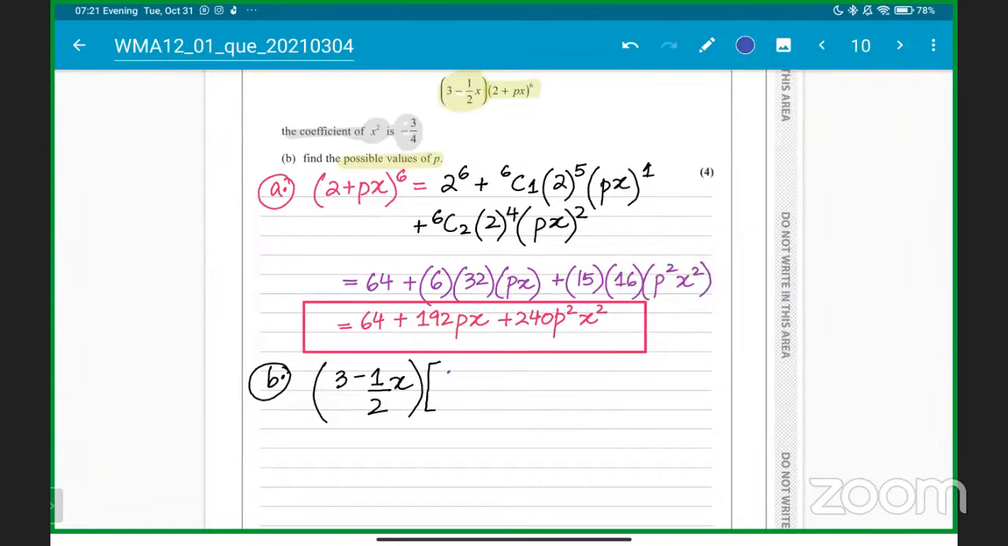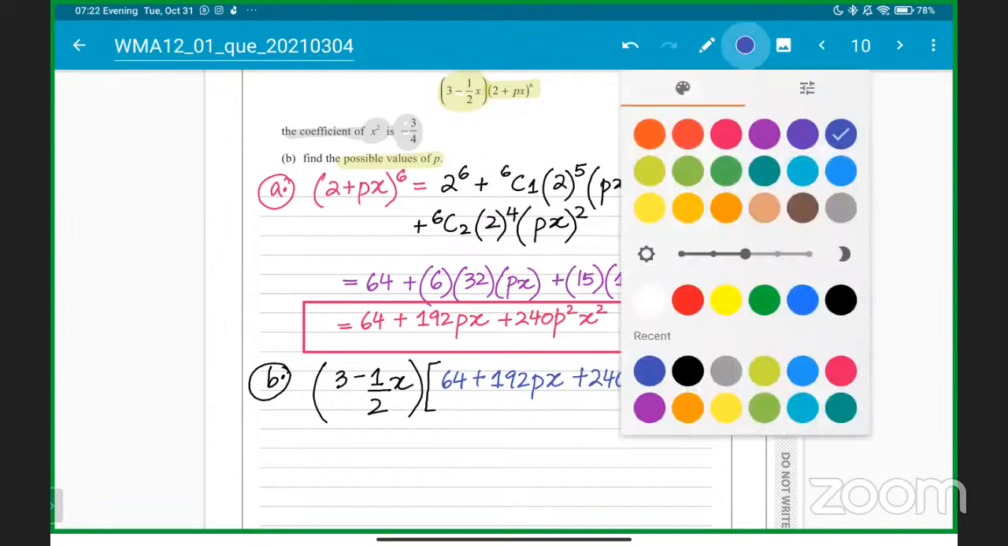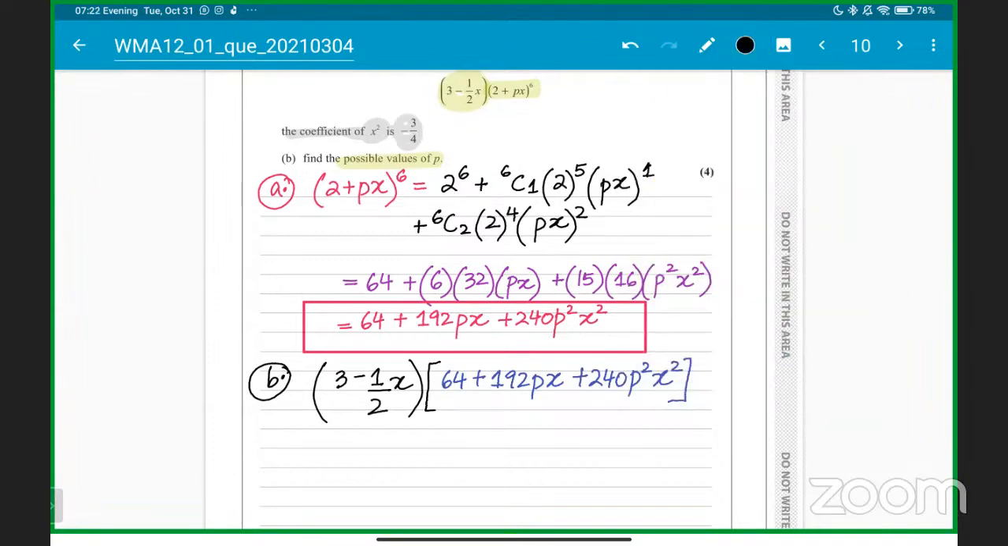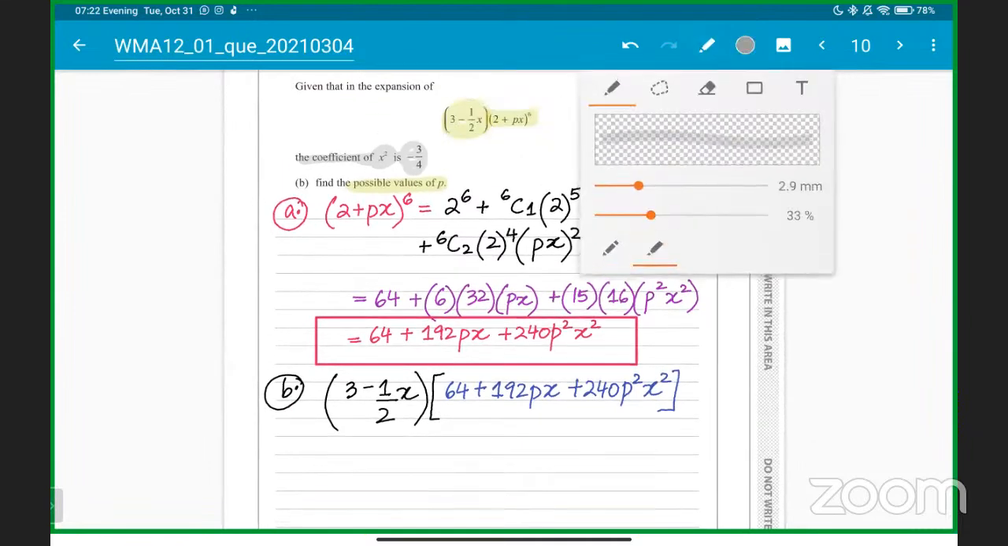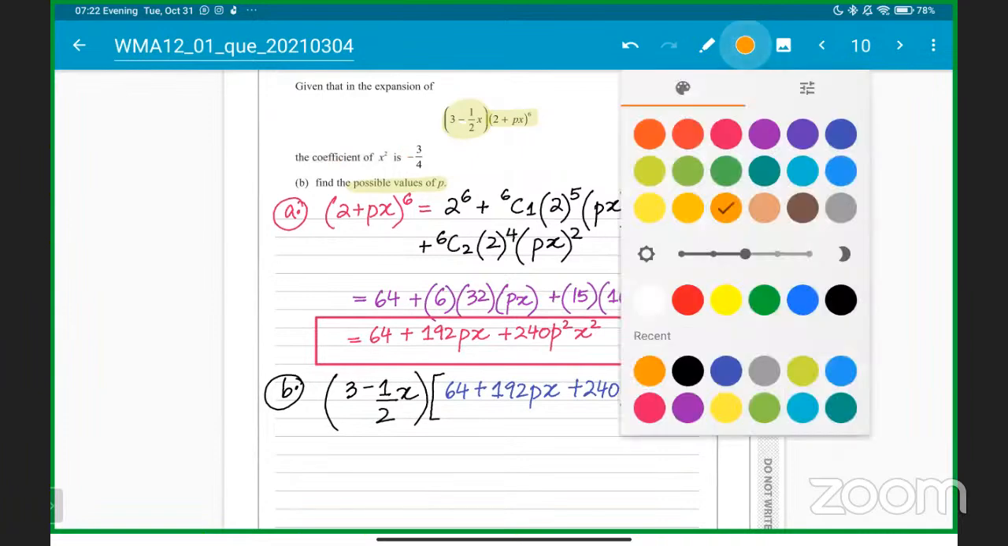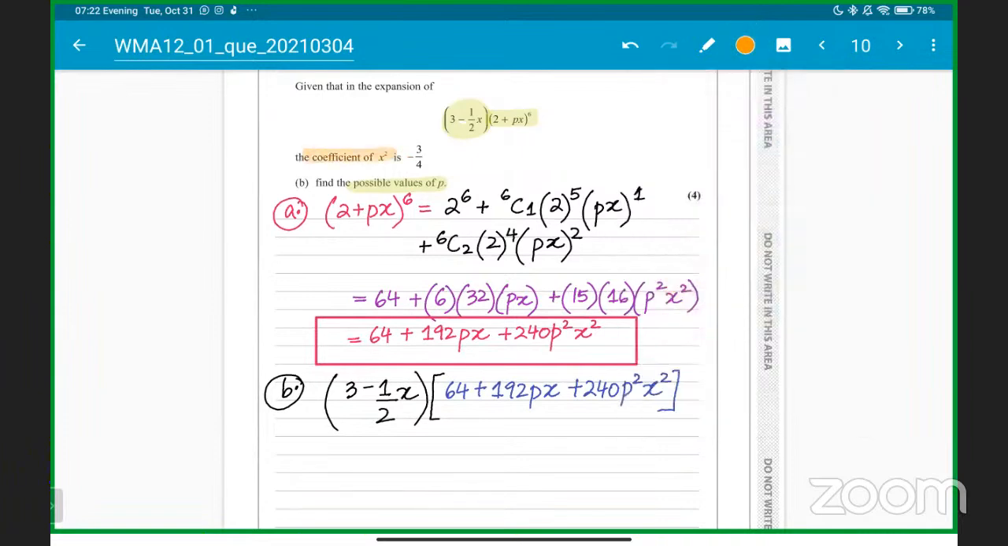So here we go. It is going to be 64 plus 192 times px. We have already expanded it. We are going to take help from the previous part, students. It will be 240 p square x square, okay? So this is being multiplied with this, and eventually we have to multiply, okay? Got it? Now what we need to understand is the logic and the thinking of it. We need to go for the coefficient of x square, okay? So students, we need to find x square.